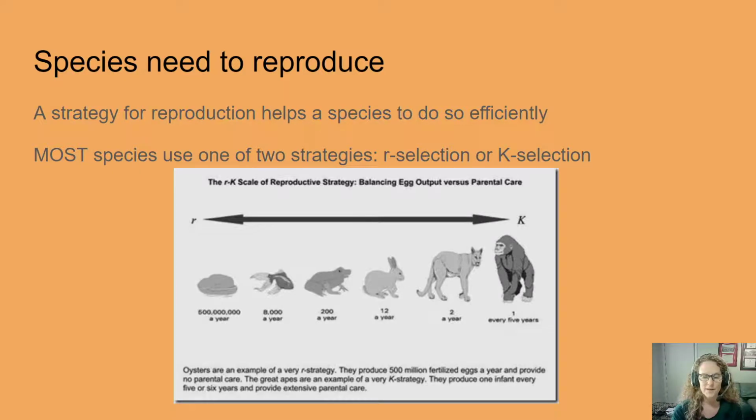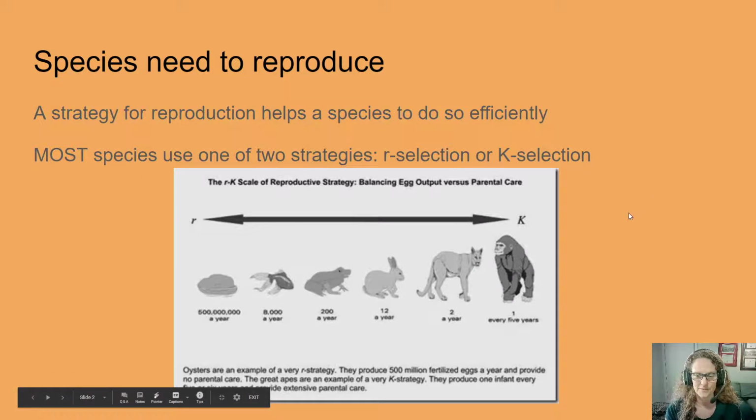So one thing we can see is the egg output versus the parental care. On the left by the oysters, they put out literally millions of eggs, but there's no parental care involved. They just hope that some of those eggs survive and don't get eaten by other species. Whereas the ape has one or two offspring and they take care of it and raise it and make sure it has skills and knowledge to be able to survive. So these are two very different strategies, and we have a little bit of varied strategies in between those two extremes.